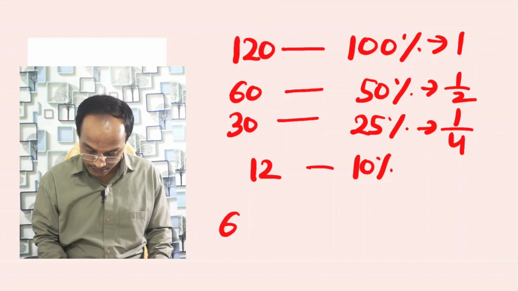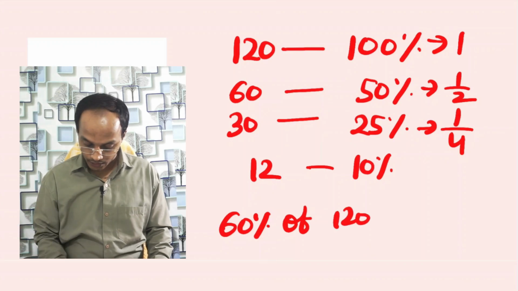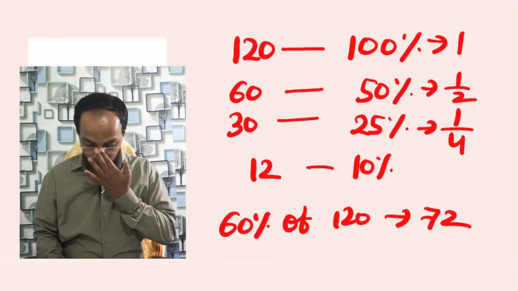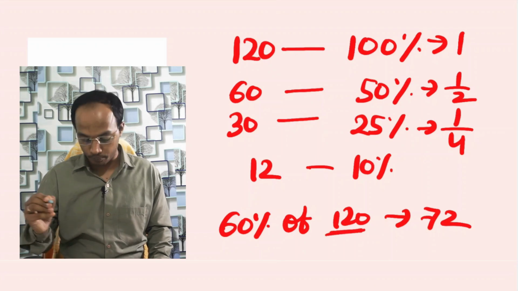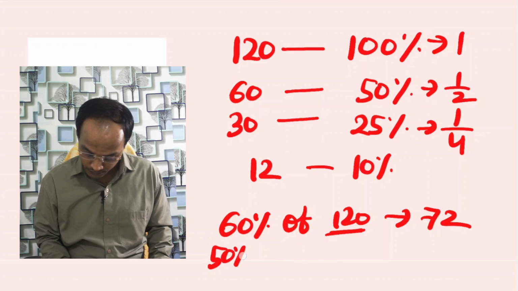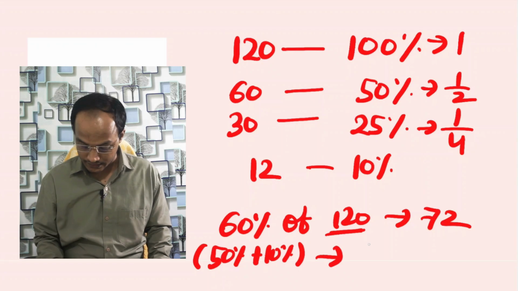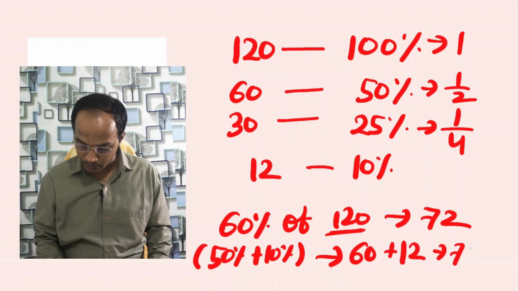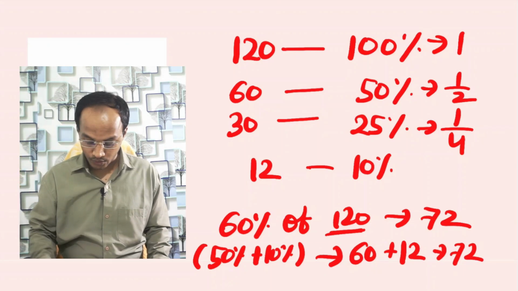See, if we find 60% of 120, directly we can do 12 into 6, 72. This will be the answer. Otherwise, we can do like this. 60% means 50% plus 10%. 50% of 120 we know is 60, and 10% of 120 will be 12. So it will be 72. Without pen and paper, you can solve like this. Okay. So next we proceed.